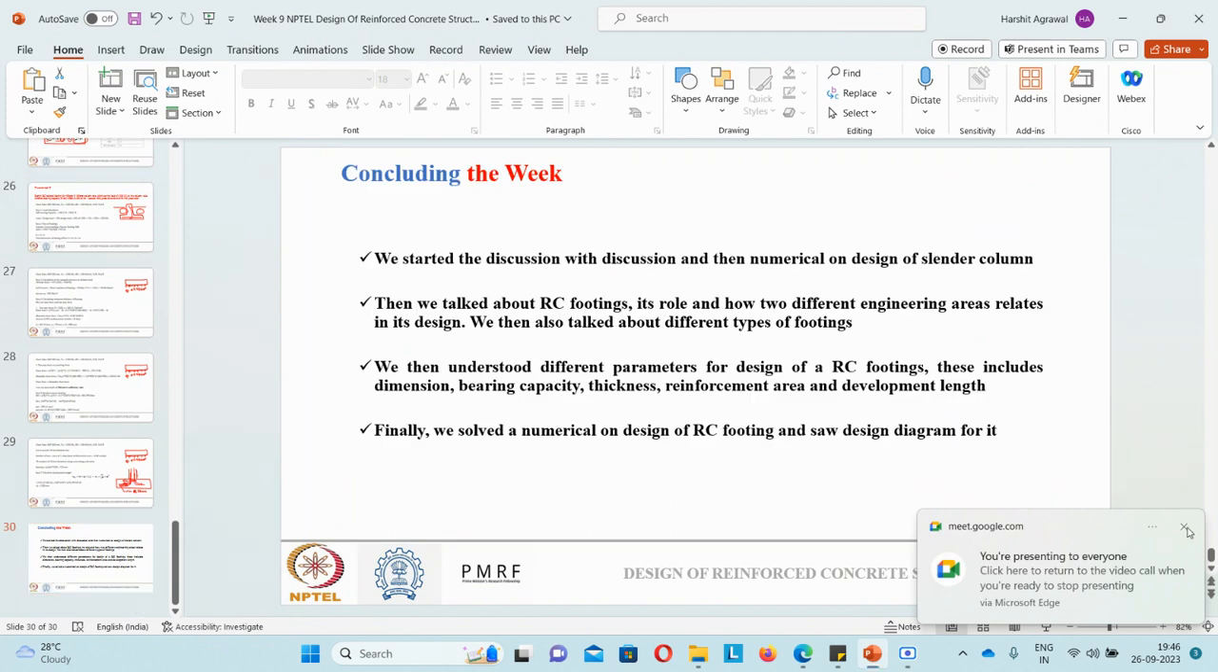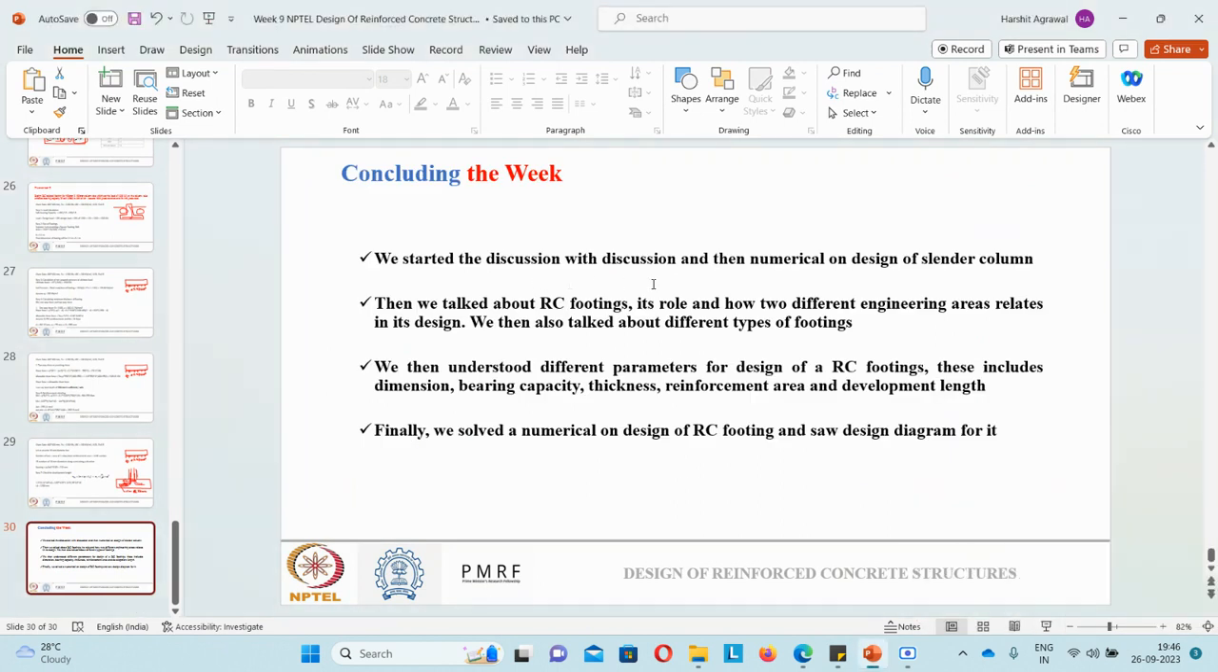So, in today's session, we started the discussion and then a numerical on design of slender column. Then we talked about RC footing, its role and how two different engineering areas are related to its design. Then we also talked about different types of footing. Then we understood different design parameters for design of an RC footing. This includes dimension, bearing capacity, thickness, reinforcement area, and development length. And finally, we solved a numerical on design of RC footing and saw the design diagram for it.